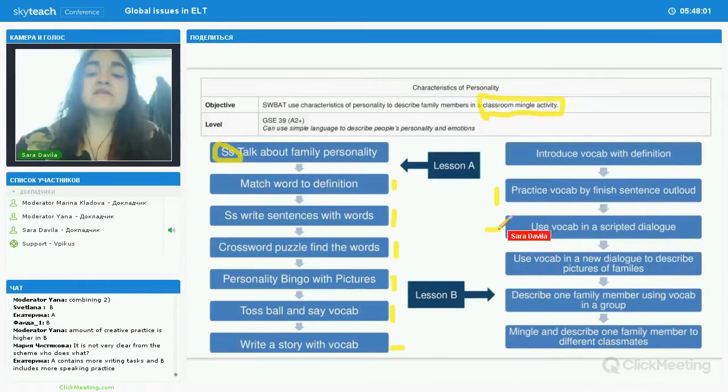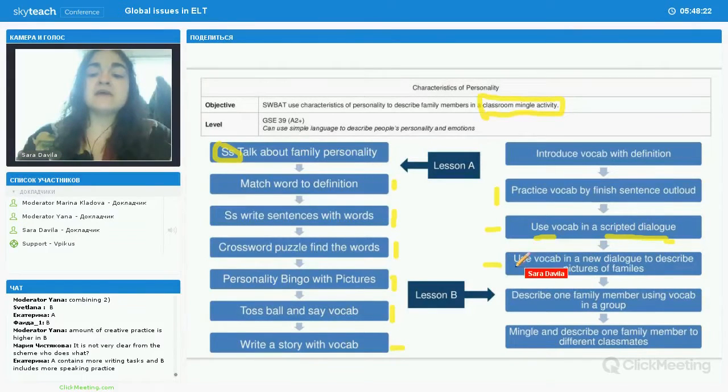So as soon as I get into the third activity in my lesson, I'm already starting to use that vocabulary. I'm moving away from clarification and into use. Each activity after follows and builds on that use and gives my students more freedom. Here I have a scripted dialogue.